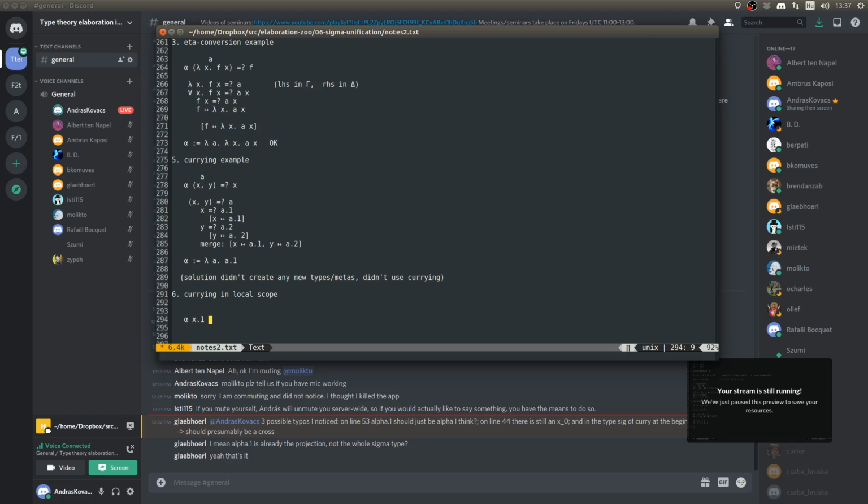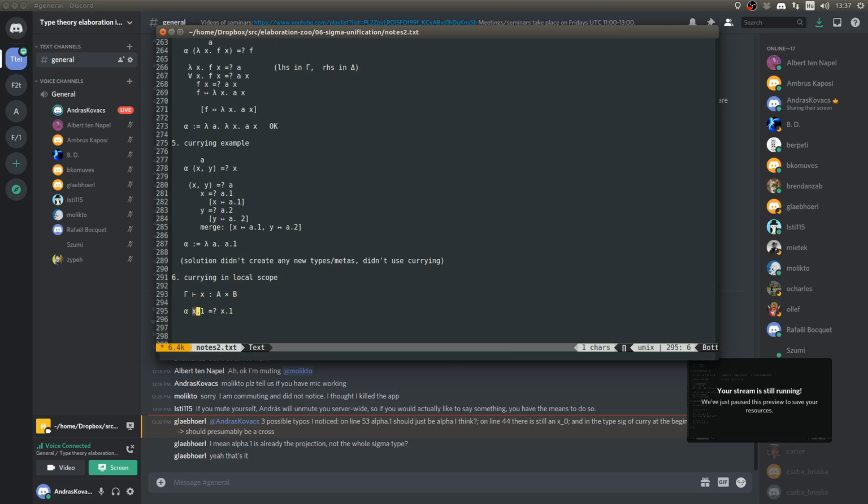So alpha x.1 equals x.1. I think this is the simplest example. The previous unification algorithm, what it would do here is, if we have this bound variable in gamma, we have x of type a times b. Then it would curry this x in the local context. So gamma would become some gamma prime, and instead of x we would have an x1 and an x2. So it would solve this problem by currying.